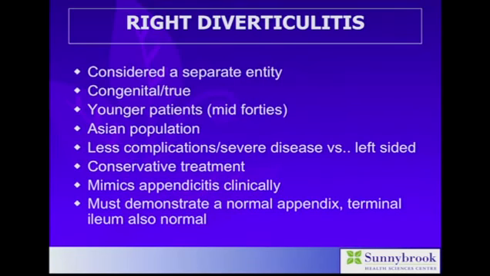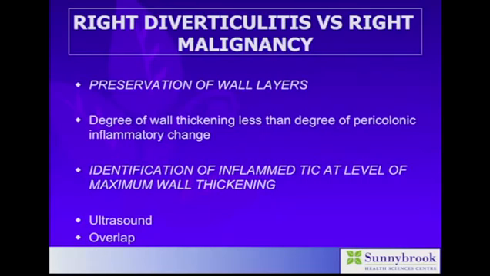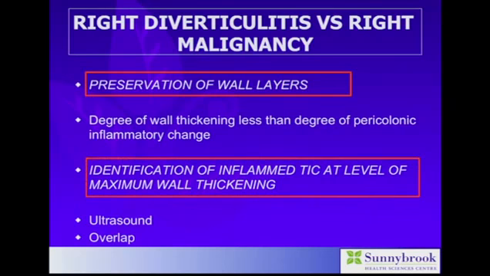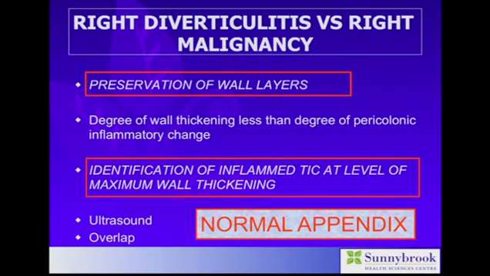We must make this diagnosis because it's very difficult to make clinically and surgically, even in the operating room. It is a very difficult diagnosis. We must demonstrate a normal appendix and a normal terminal ileum. So what are the features? They're the same as left-sided disease. We want to demonstrate that the bowel wall layers are preserved, and we want to identify the inflamed diverticulum at the level of maximum wall thickening and inflammation. And again, just to emphasize this point, in these cases we must demonstrate a normal appendix.